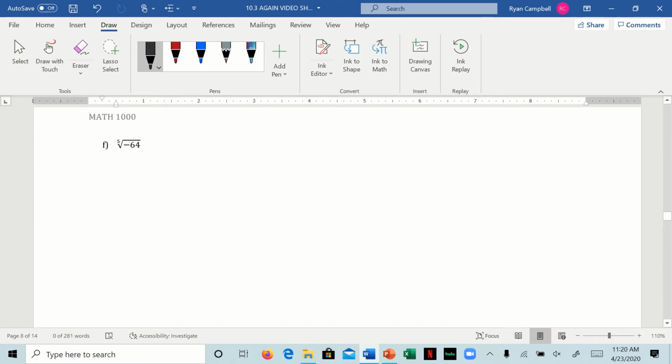All right, so we have the fifth root of -64. Can you have a negative if it's a fifth root? Yes, 5 is odd, right? And so also, in case anybody just forgot, right?